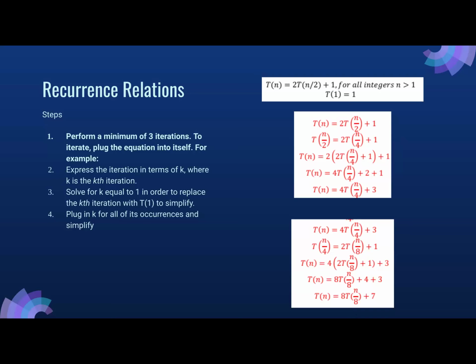But essentially, what an iteration is, we continue to plug it into itself, right? The best way that I can explain that is, as you see here, we have this equation, the very first equation. We're saying that T(n) equals 2T(n/2) plus 1. So then we go, okay, well, what is T(n/2)? What is this part right here?